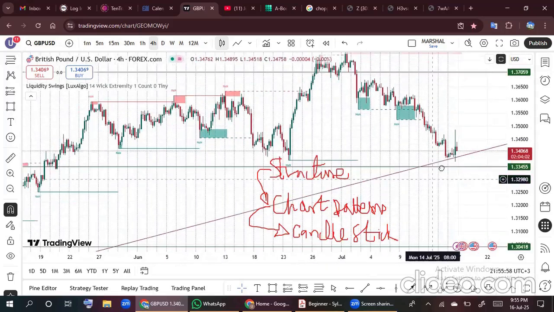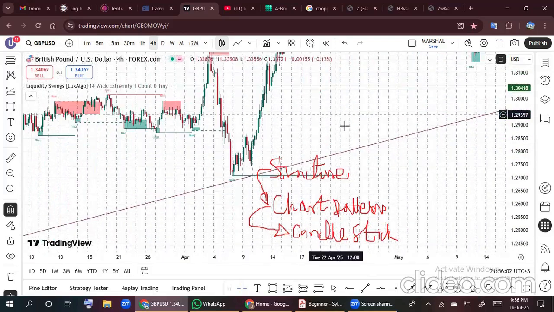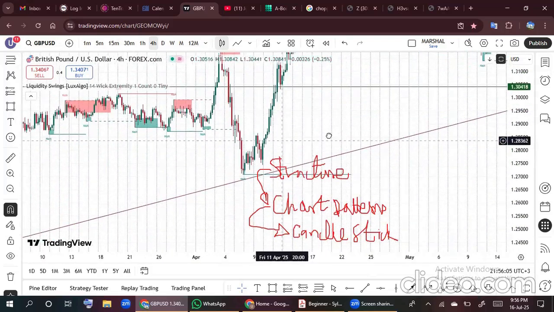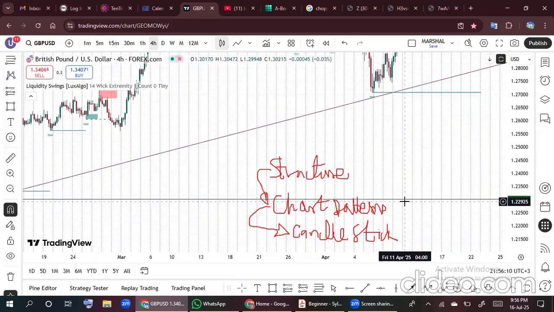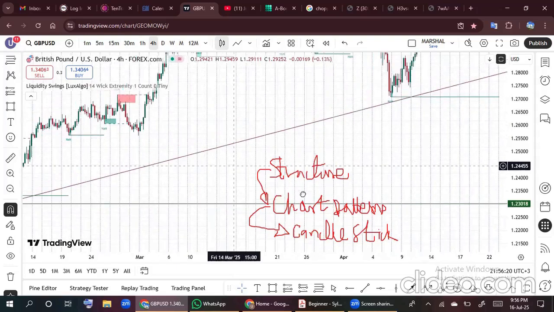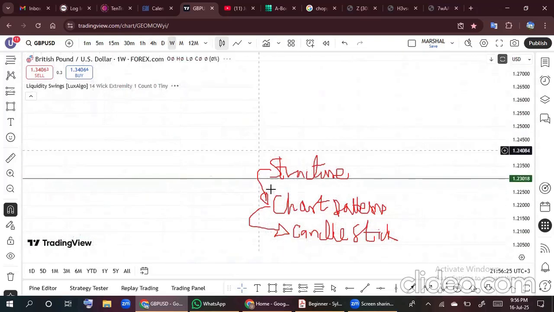And inside the chart patterns, you are going to see candlestick formations. There are various types of candles that the market prints. So let me show some of them.